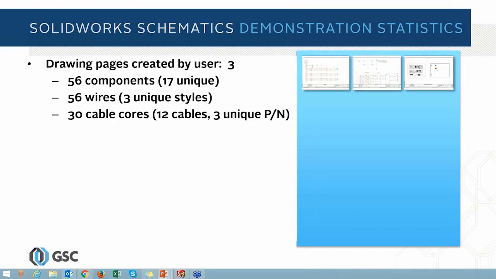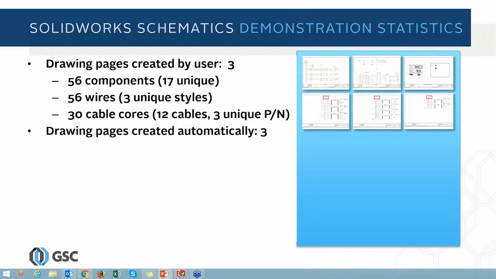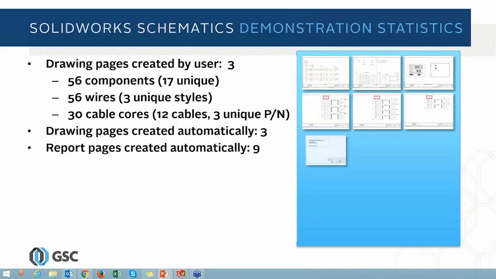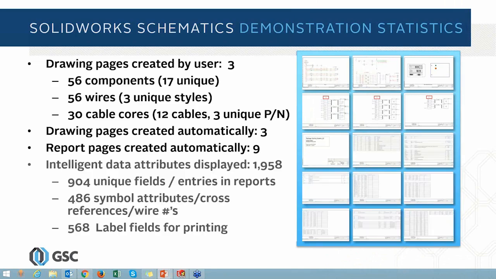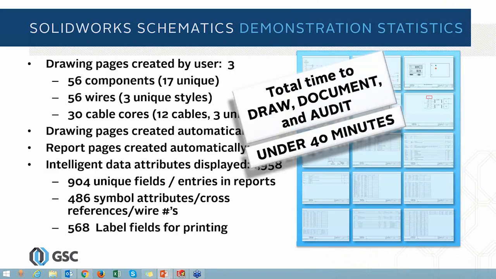Here are all the things we would have had to handle manually if we were doing that in a different tool. So first of all, we created 3 pages manually as we drew that schematic, 56 components, 56 wires, 30 cable cores, but we also generated a number of pages automatically, the terminal strips, the reports that were generated at the end, and think about managing all of this data for every little change that you made in your design that we didn't even have to think about as we stepped through it.